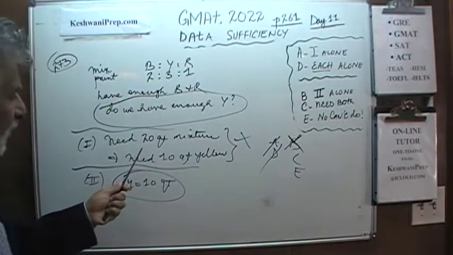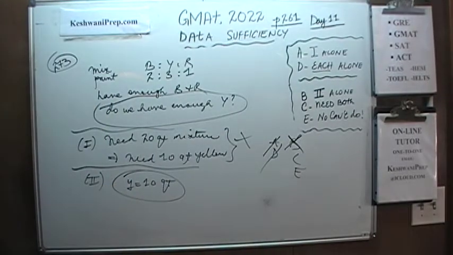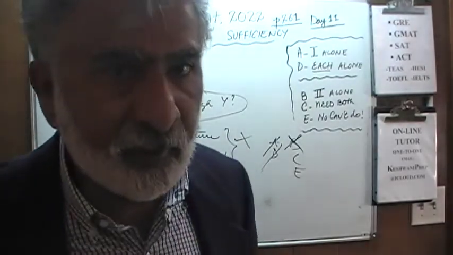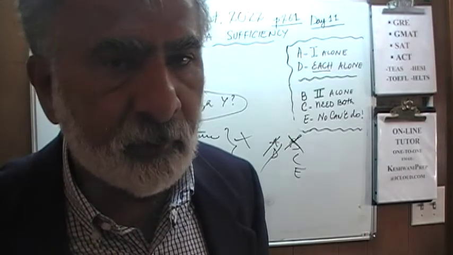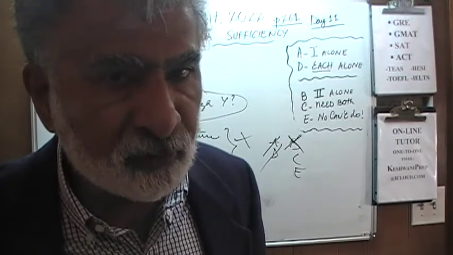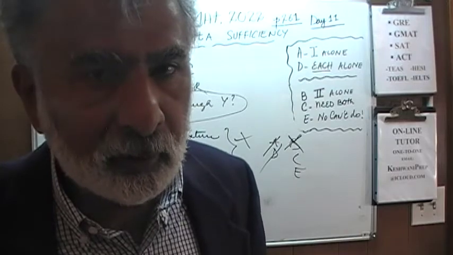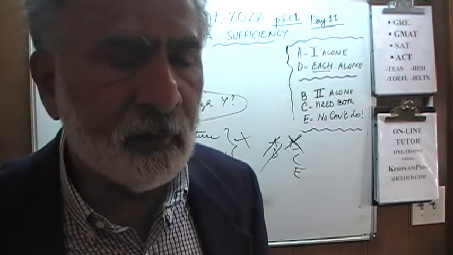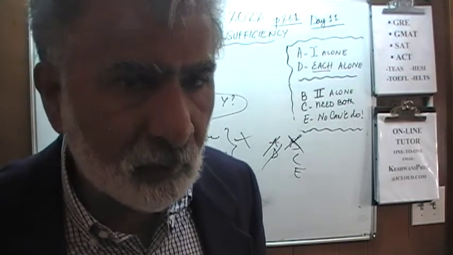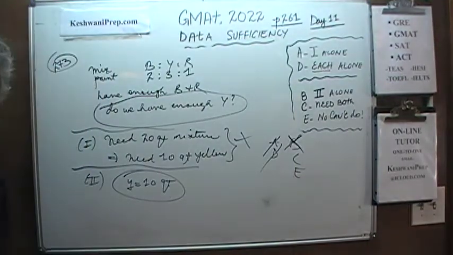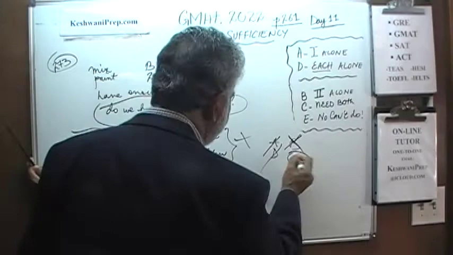It's only when we put the information from the first statement and the second statement together that we know we have enough yellow, because the first statement tells us that we want to make 20 quarts of mixture. Therefore, we know that we need to have 10 quarts of yellow. And the second statement clearly tells us that we have 10 quarts of yellow. The answer is C.